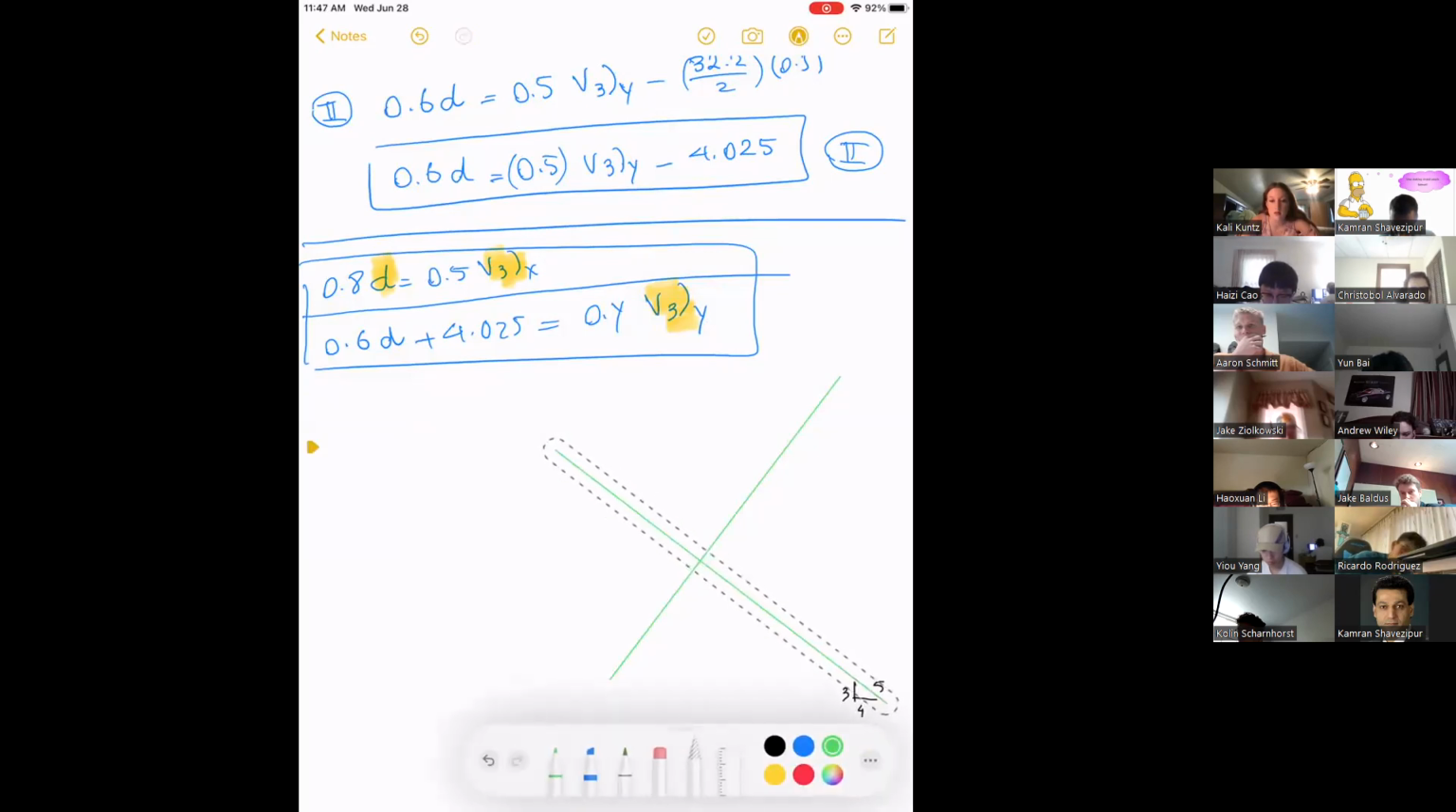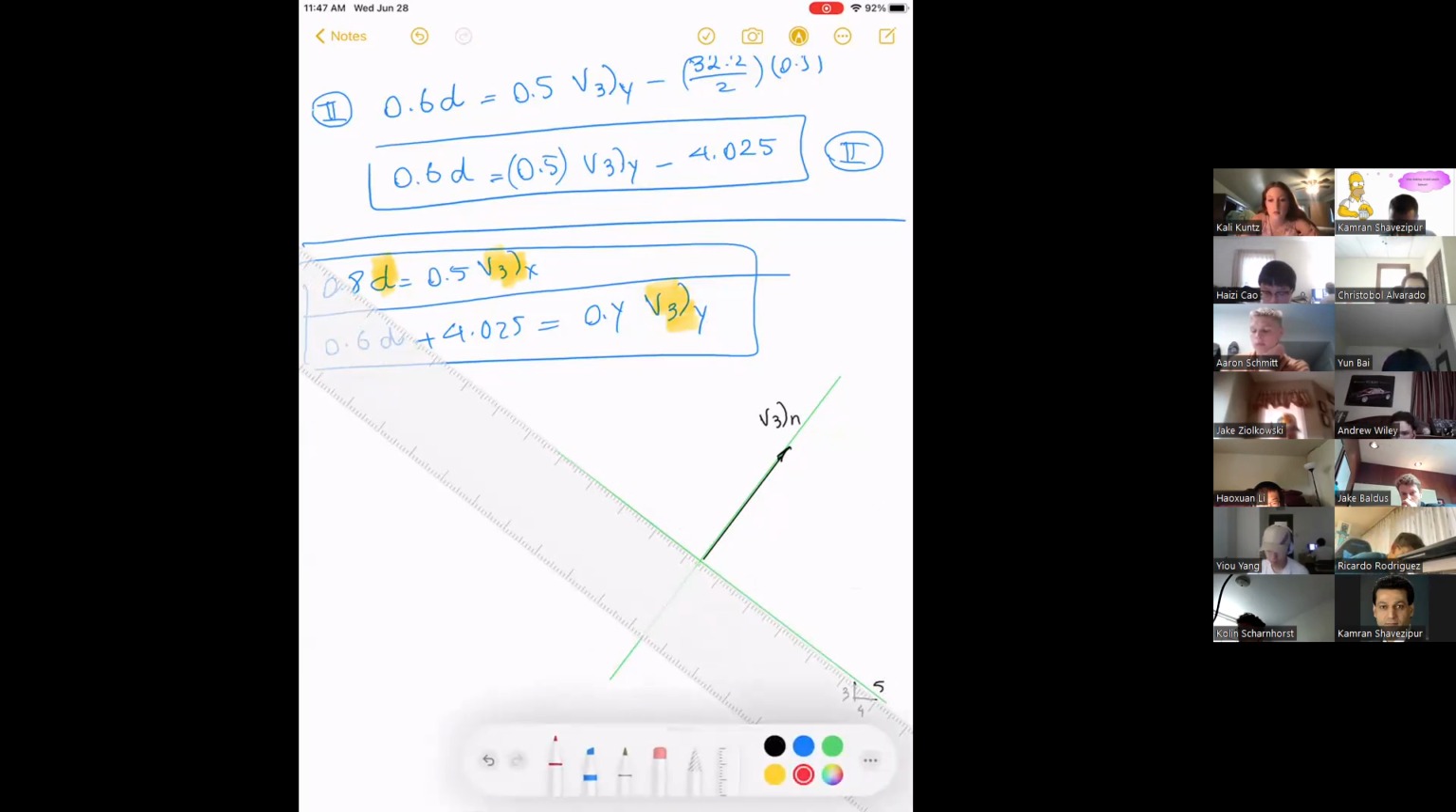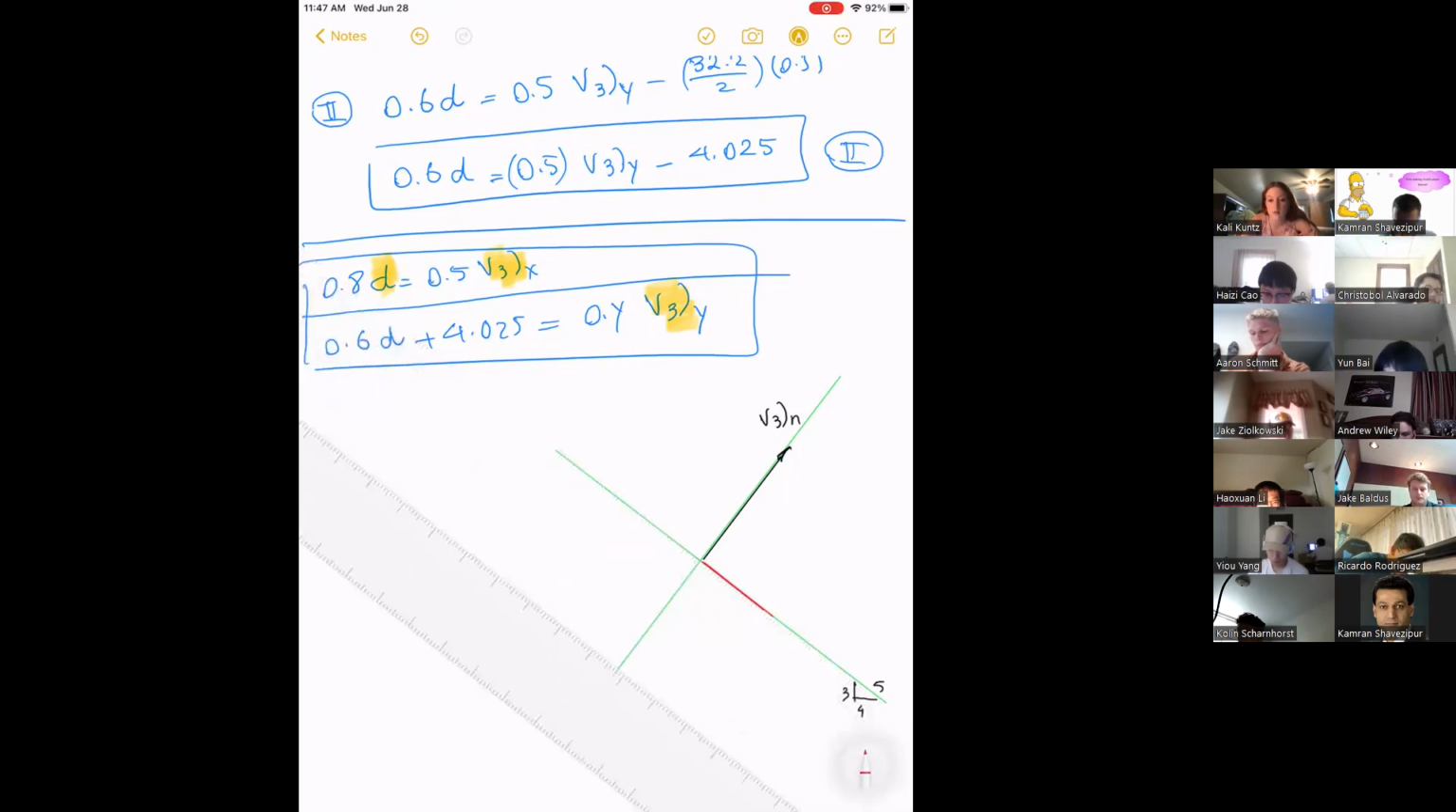I'm going to make the lines green so I can get the vector. So the y component of the vector, this is your V3N, right? And you had a tangential component. I'm going to do it with red. This is your V3T, correct?